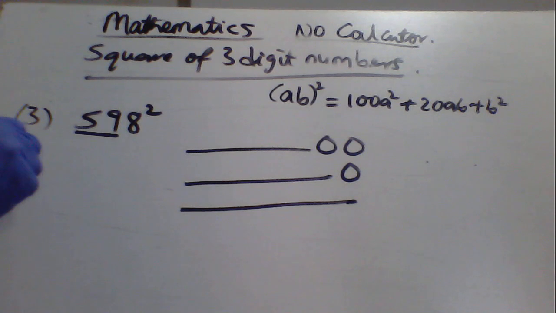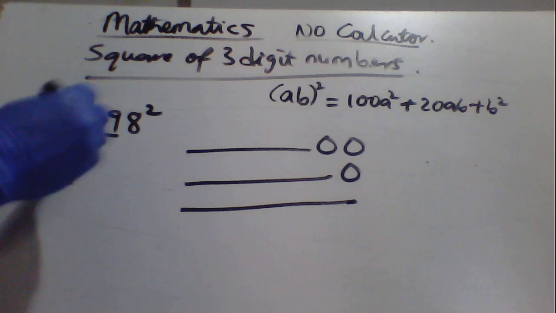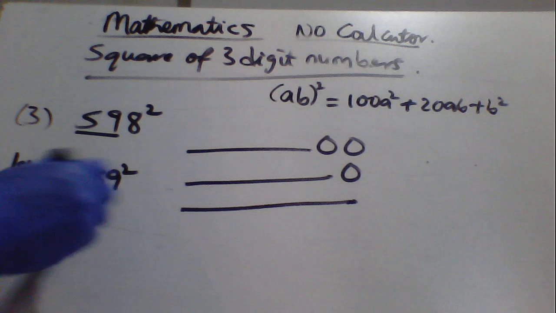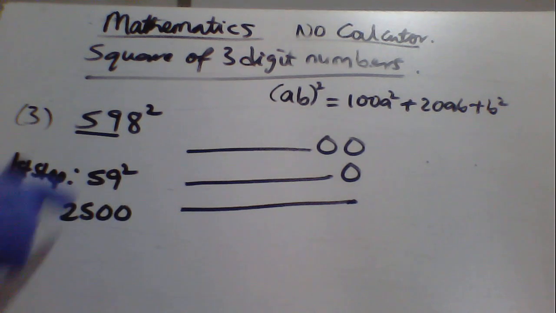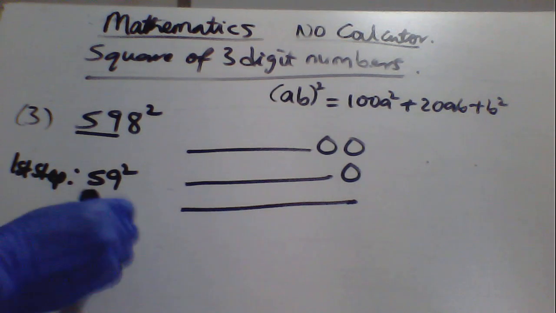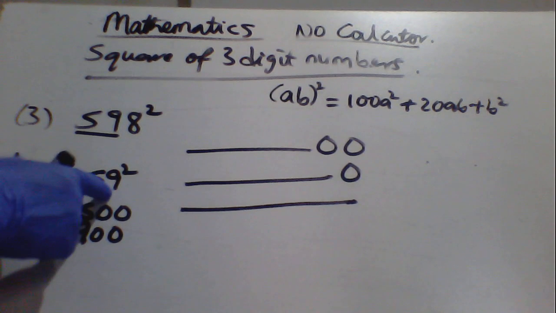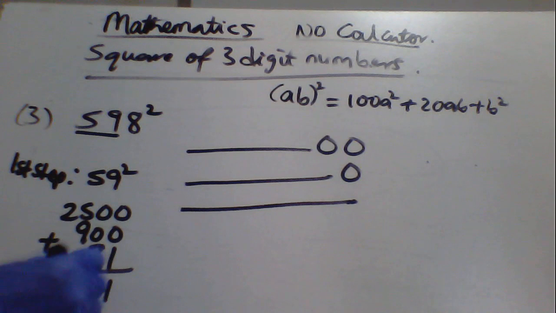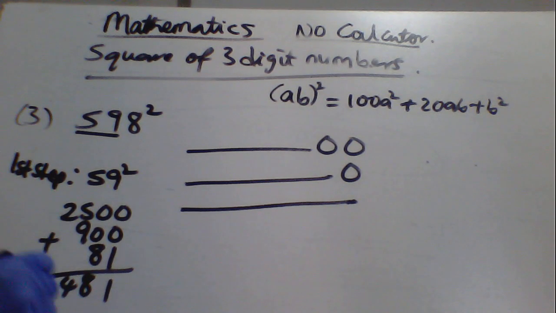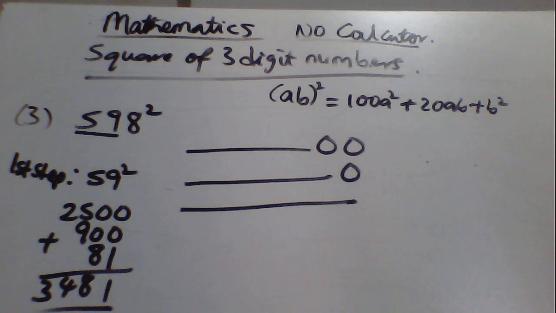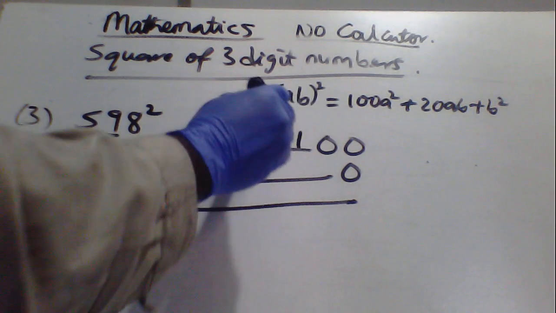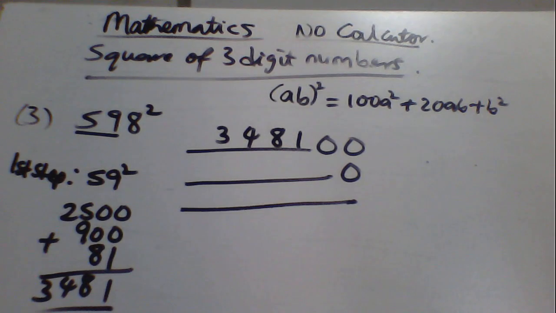Find the square of the first one. First step, find the square of 59. Using the method we have learned, square the first number times 100 gives us 2500. 5 times 9 will give us 45, times 20 will give us 900. Then the next step is to square the last number, which gives us 81. I sum up. So this gives me 3481. Once you get this, you write it here: 3, 4, 8, 1. Then you have completed the first operation.